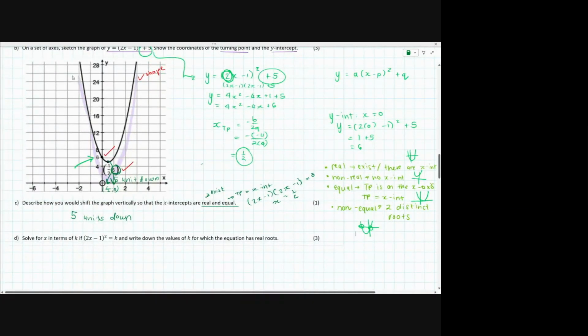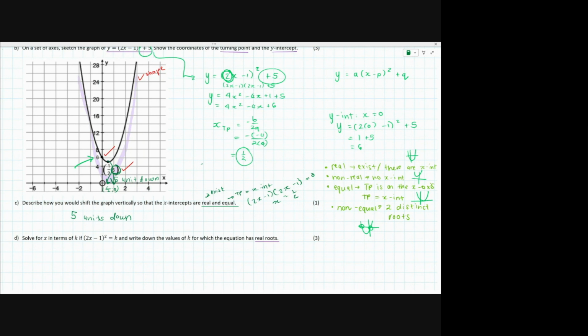Question D is now saying solve for x in terms of k, if 2x minus 1 squared equals k, and write down the values for k for which the equation has real roots. So we've just done a quick summary of what that means. Real roots means that the roots exist for this expression.